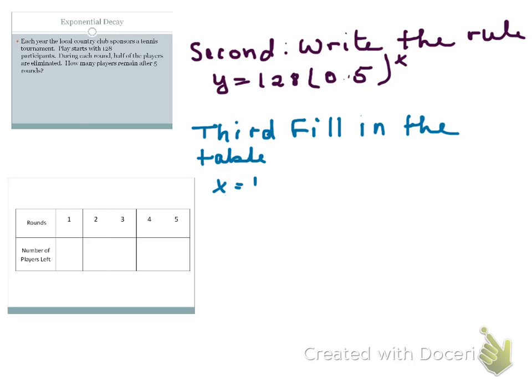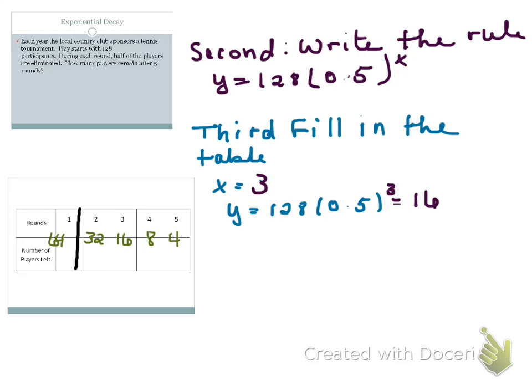Thirdly, we have to fill out the table. So x equals 1, y equals 128 times 0.5 to the power of 1, which is 64 players. When x is 2, I kind of jumped ahead. When x is 2, you have y equals 128 times 0.5 squared, which is 32, and then when x is 3, you have 128 times 0.5 cubed, which is 16. And then you keep on filling out the table until you get to 5.